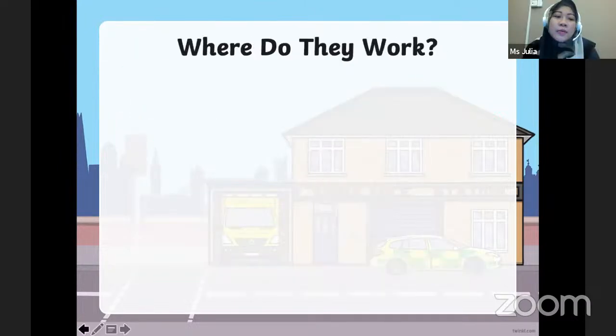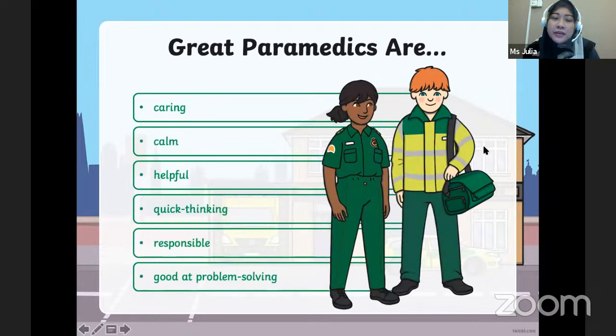Okay, so here are some qualities of a great paramedic. Can you read, Jihan? Caring, calm, helpful, quick thinking, responsible, good at problem solving. So let's try to explain. Caring is easy. Caring is you should be able to care for the sick or injured person.